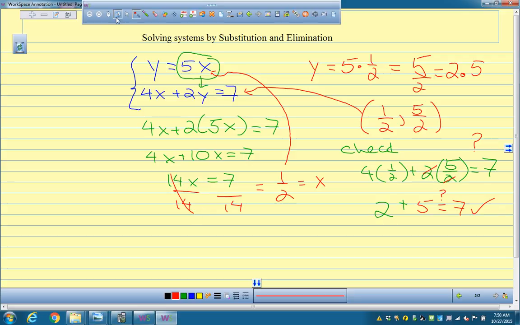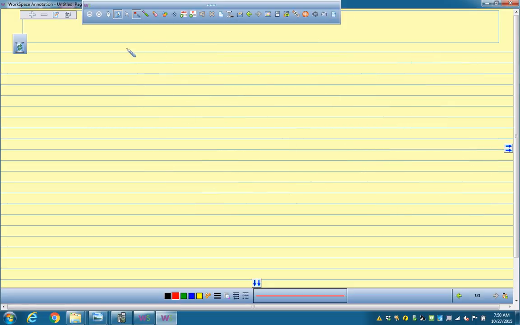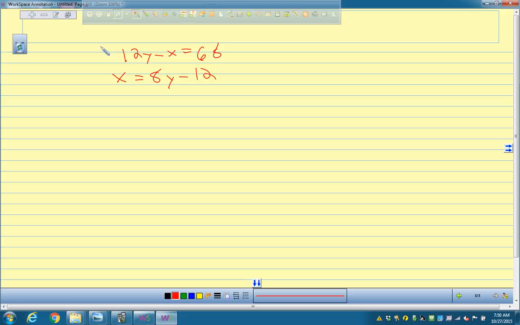Okay. So let's do another one. What if I said solve by substitution? Here's another system of equations. 12y minus x equals, oh, the big number, 68. And I have x equals 8y minus 12. Who can tell me what to sub into what?